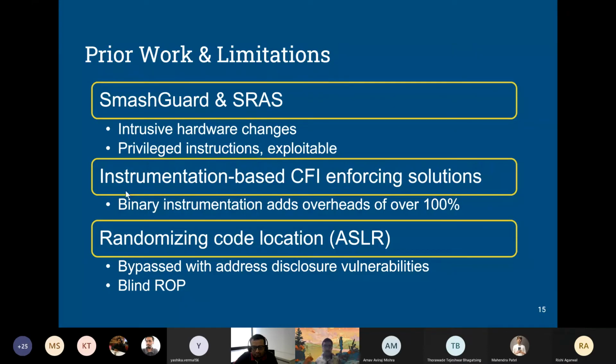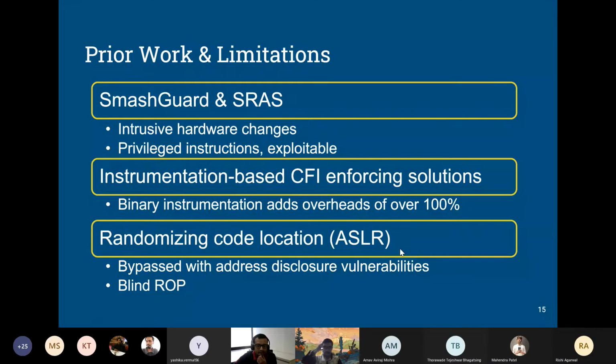There's another class, instrumentation-based control flow integrity enforcing solutions. These have overheads of over 100% when modifying the binary, the program. So you have to essentially replicate the program by modifying the call and ret instructions, and that adds a lot of overhead. Then there is ASLR, address space layout randomization.